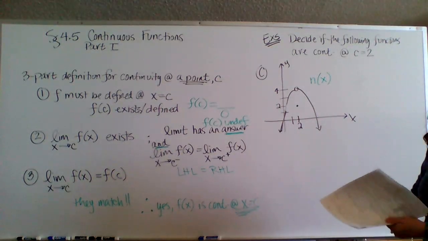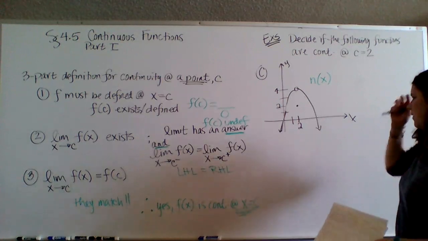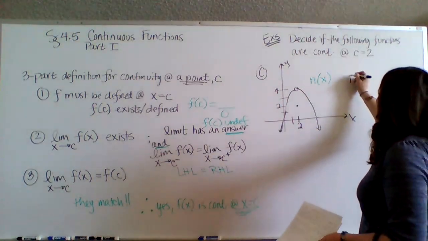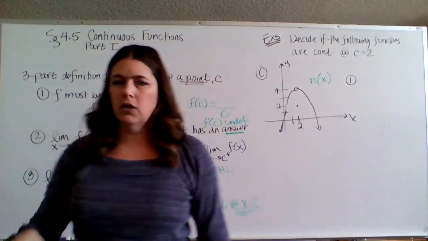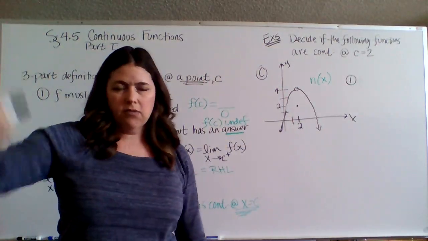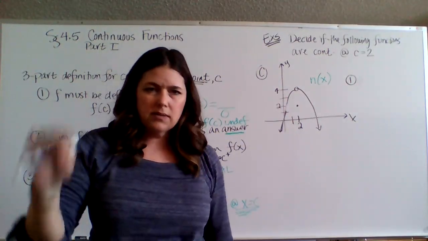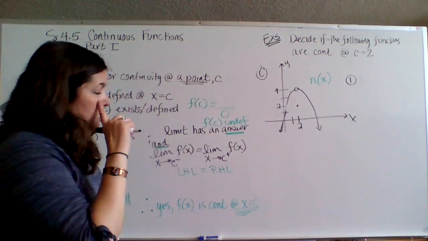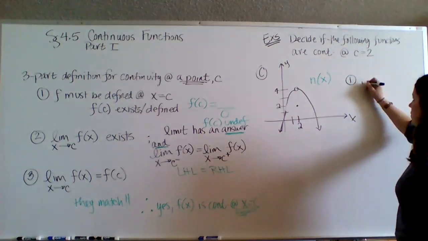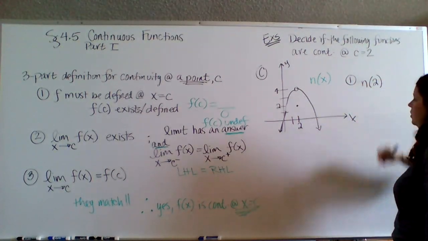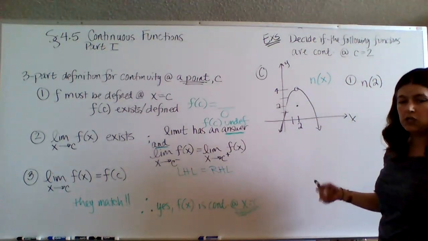So we're still focusing on our c value being 2, and if we are talking about continuity at a specific point, it's the three-part definition. So we go through it very rotely every time. Part 1, part 2, part 3, the same organization every time. So part 1 is, does our function value exist? Our function is labeled as n. So does n of 2 exist? Is n of 2 defined? Which means, can you plug in and get an output?